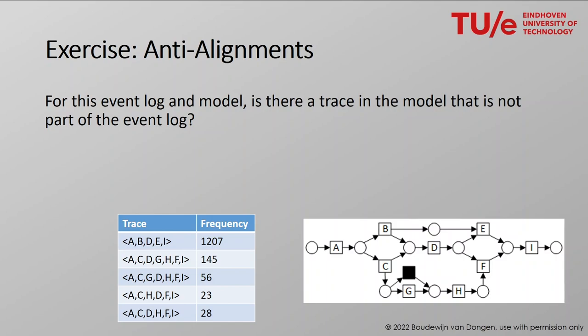Indeed. So, A, C, D, G, H, and then D, F, and I. I've seen D, G, H, I've seen G, D, H, but I have not seen G, H followed by D. The alpha algorithm still produces this model, by the way, because it has seen all the direct succession relations. Remember, the alpha algorithm builds on direct succession. I've seen all the direct succession relations, but I've not seen all the possible sequences. And this is one that I haven't seen.